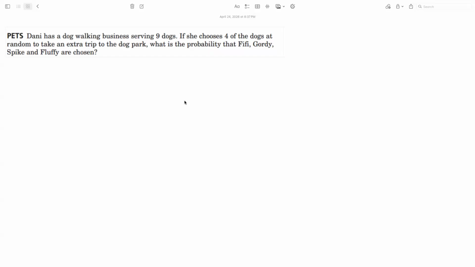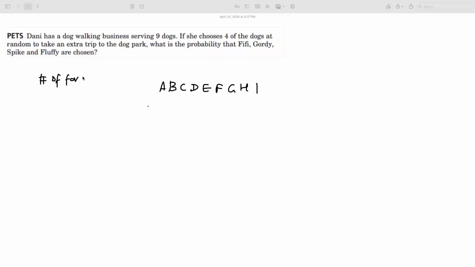Why 4? See, let me see. Okay. Let's say there are 9 dogs: A, B, C, D, E, F, G, H, I. Okay, it works like this. Number of favorable ways divided by number of total.